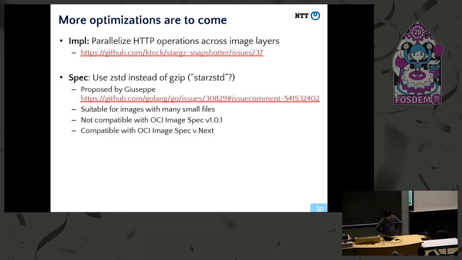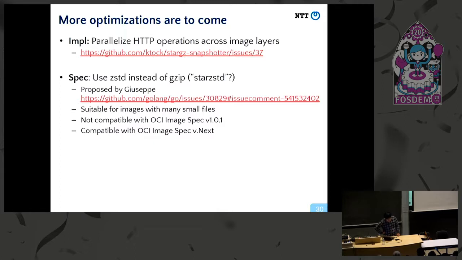And we are planning to do much more optimizations soon. For implementation, we are planning to parallelize HTTP operations across image layers. This was hard because of the design gap in the containerd plugin design, but I think we can improve it in the coming weeks. And for specifications, we are planning to use the zstd compression format instead of gzip.